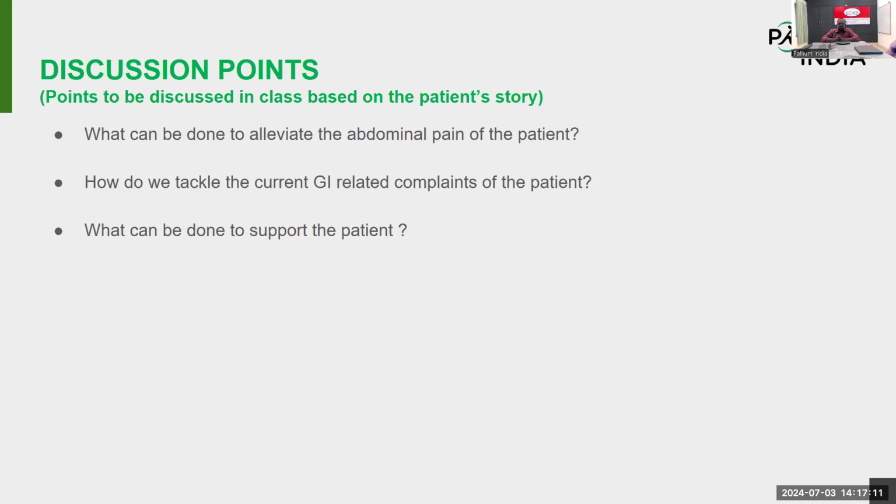What all should we do for these patients? Any idea? Okay, and before going to the management as such, what could be the causes of intestinal obstruction?